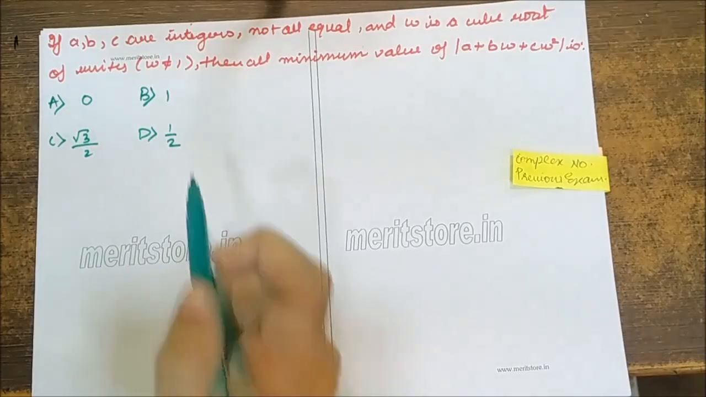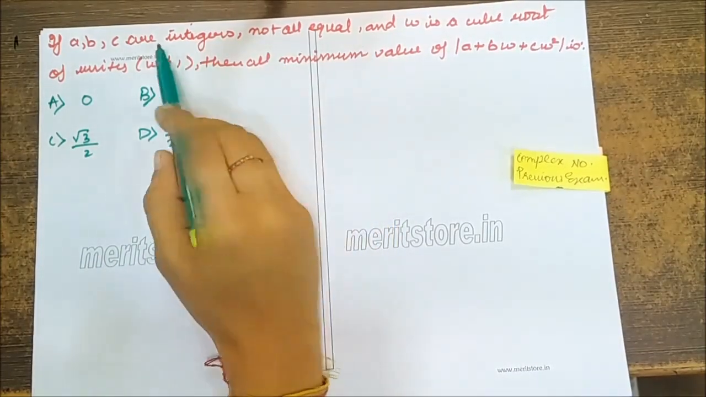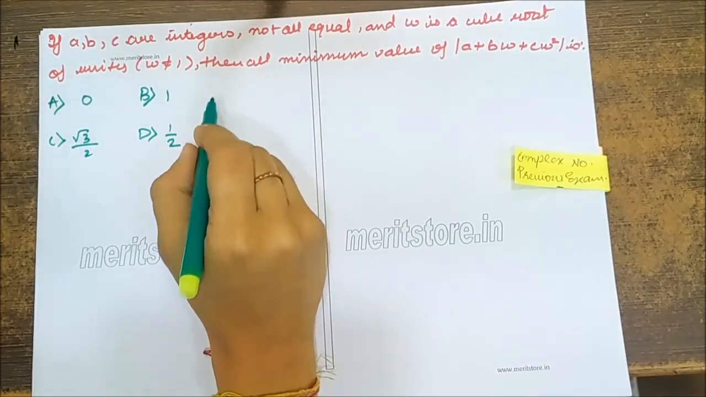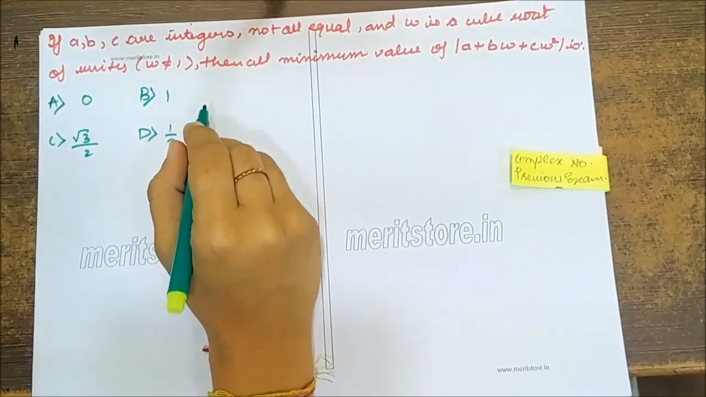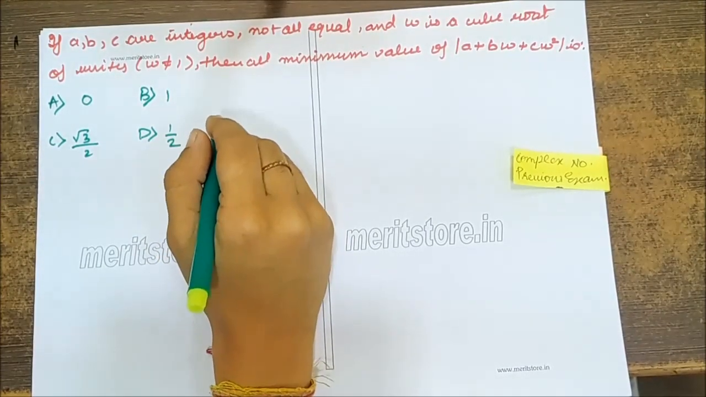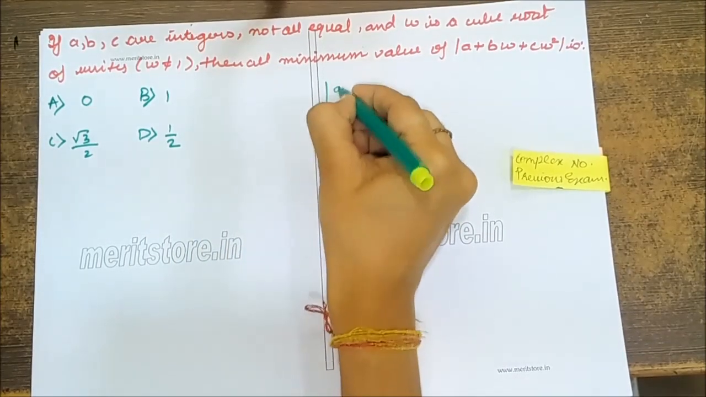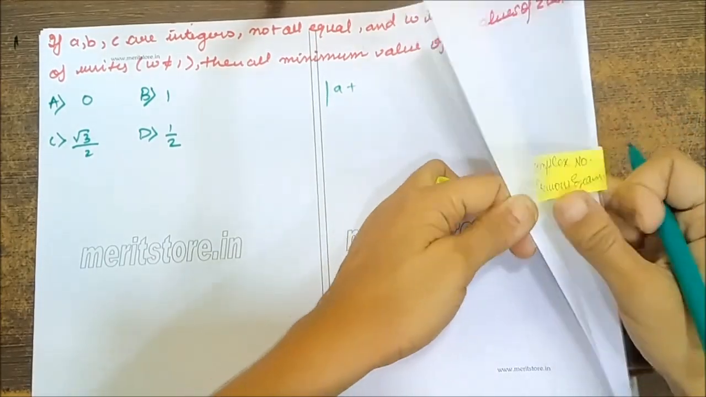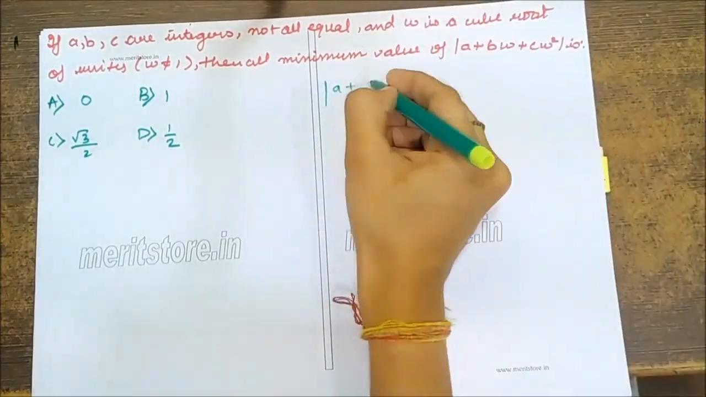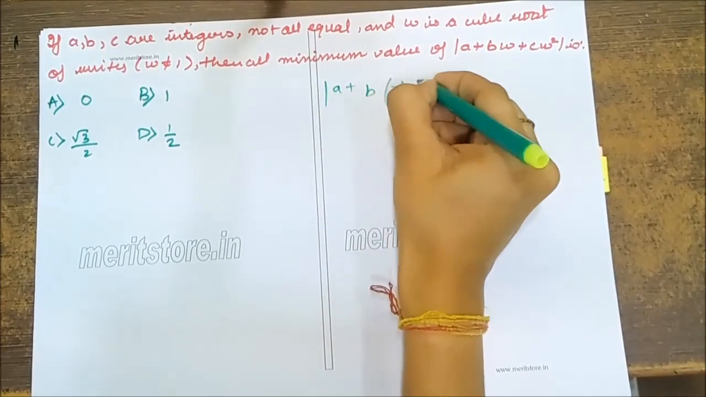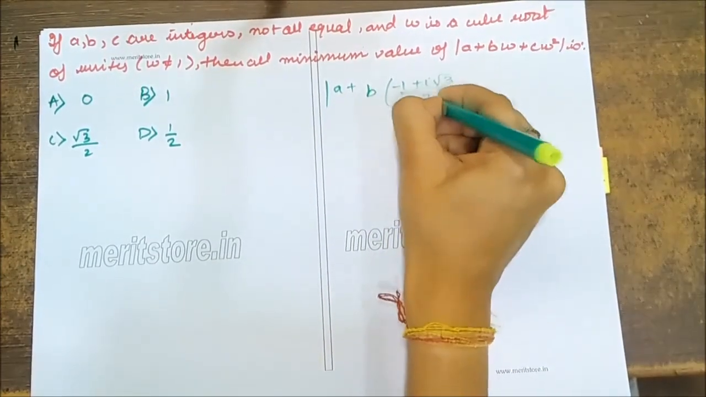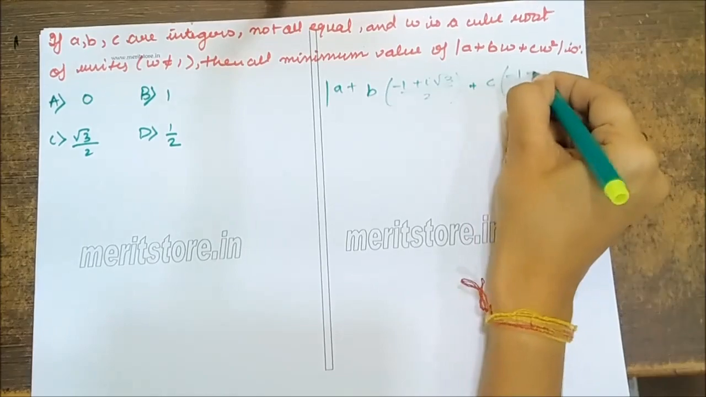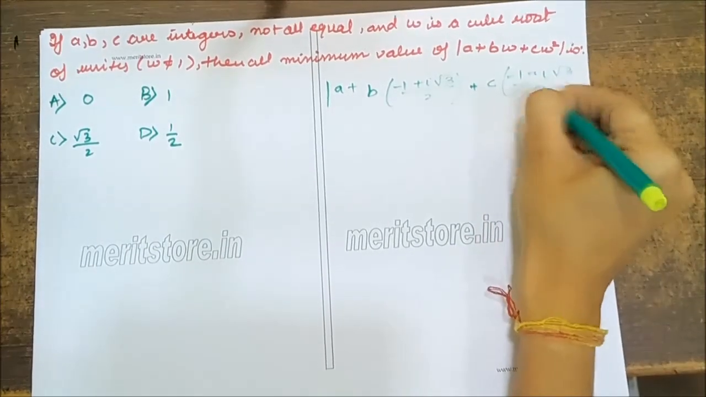If a, b, c are integers not all equal, and ω is a cube root of unity not equal to 1, then find the minimum value of |a + bω + cω²|. So let's say a + b(−1 + i√3)/2 + c(−1 − i√3)/2.